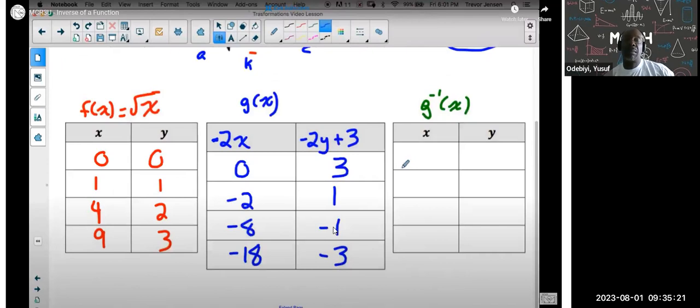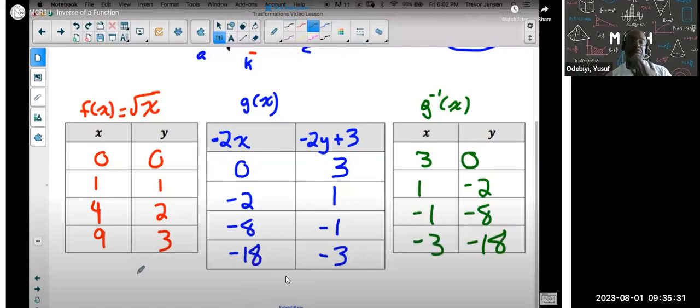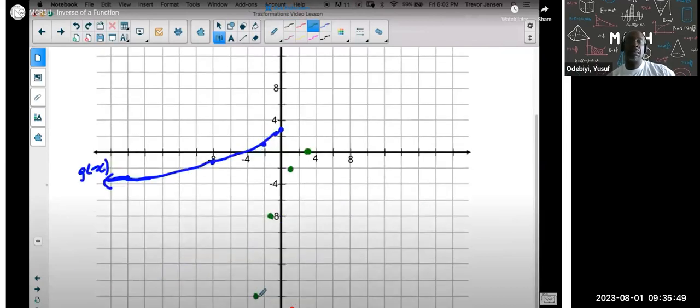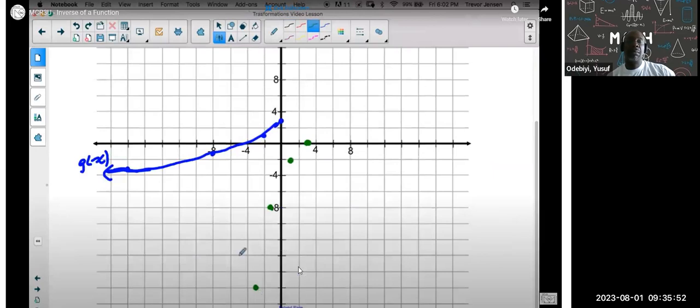So instead of 0, 3, we'll use the point 3, 0. So 3, 0, negative 18. I just kept all these same points, just swapped the x's and the y's with each other. So if I plot those points, 3, 0, 1, negative 2, negative 8, negative 18. I believe that's negative 18, 10, 12, 14, 16, yeah. I would get this function.